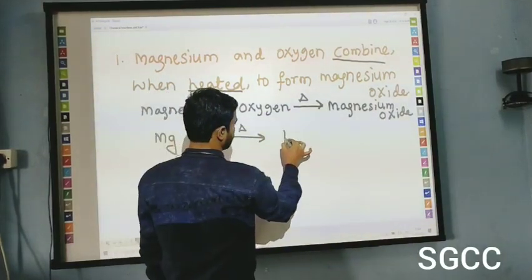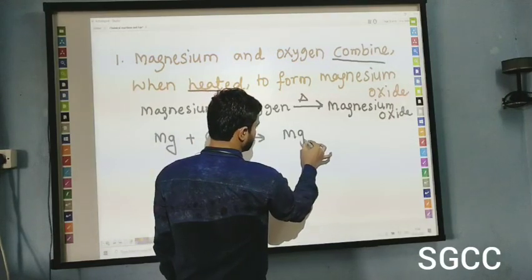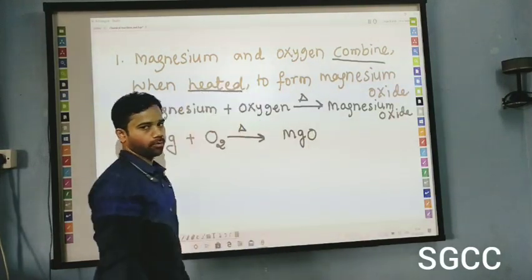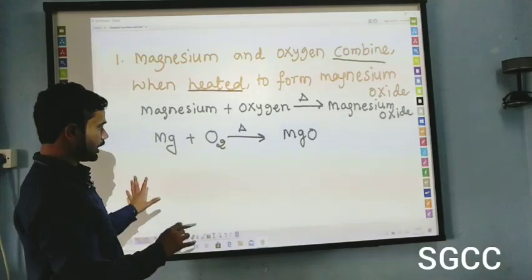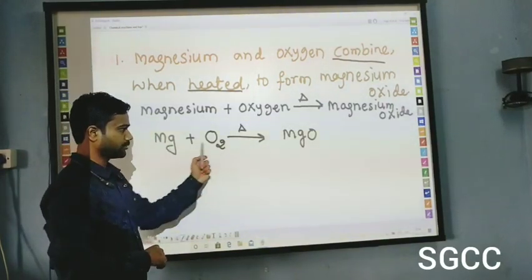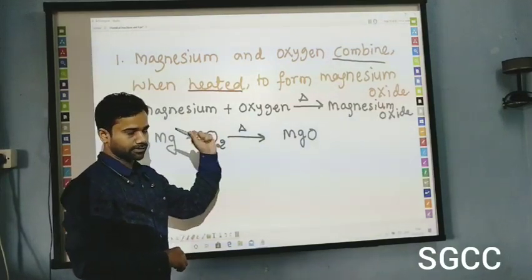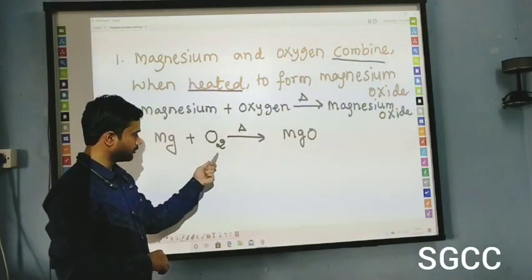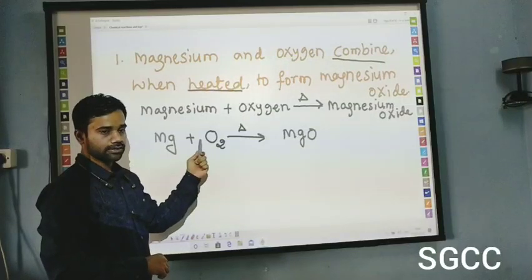The next one is going to form of which one? Magnesium oxide. This is our product. Can you tell how many magnesiums are present? One magnesium and only one magnesium is present. How many oxygens were present? We get the idea that there are two oxygen elements present.